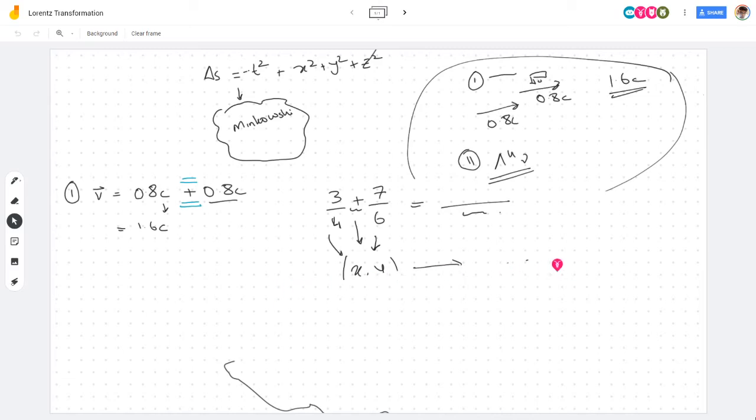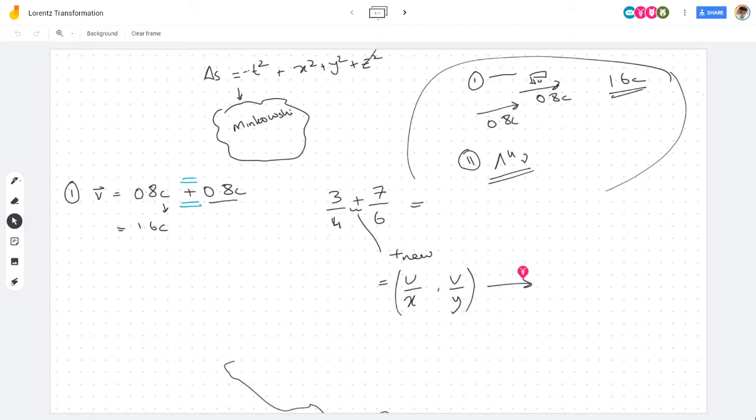And the way we learned this was to say that this new addition, let's call this addition new, takes inputs which are, let's say, u divided by x, v divided by y, and it outputs uy plus vx divided by xy.